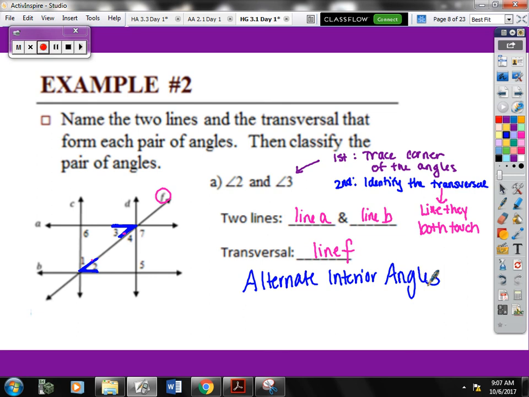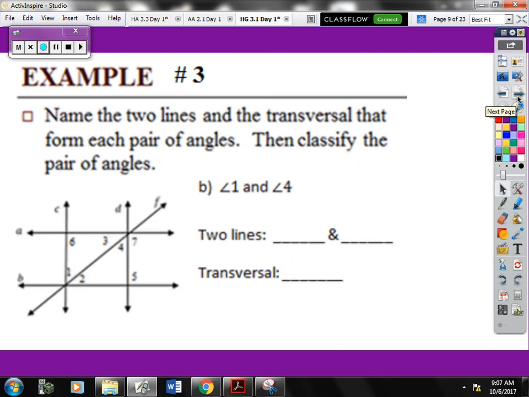And for those of you that might be a little bit confused, once you identify the two lines, it might help if you trace them in color. And then you'll see that these are alternating and they're inside. All right, same picture, different set of angles. Do the same thing, trace the angles. So trace angle 1 and angle 4.